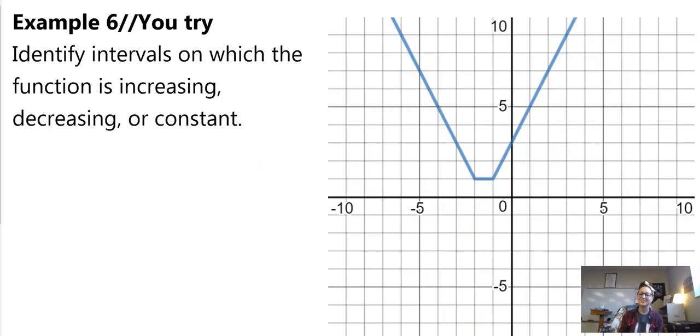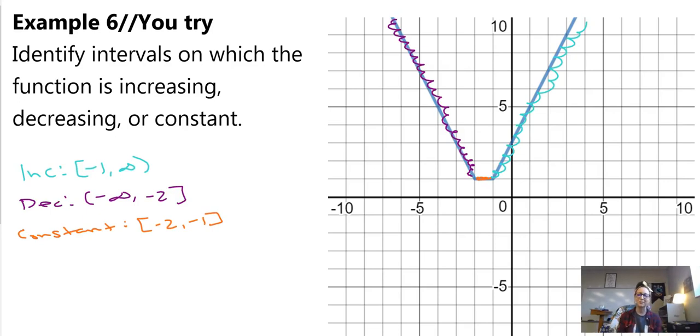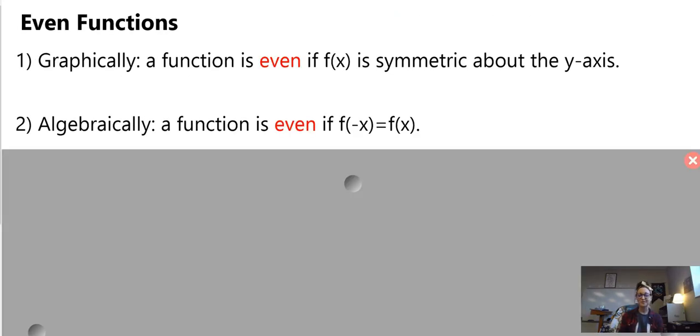Force a pause on your screen. Can you try this one on your own? All right, go ahead and check with your different color pen or pencil. I've kind of tried to color code here for you. Again, notice I'm basically giving the domain for the pieces where the function is either increasing, decreasing, or constant. Okay, I'm going to force a pause on your screen.